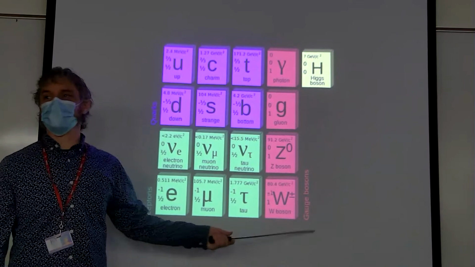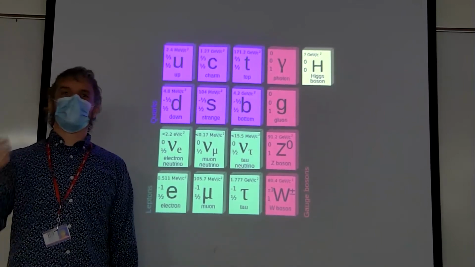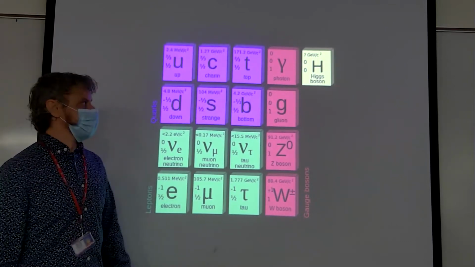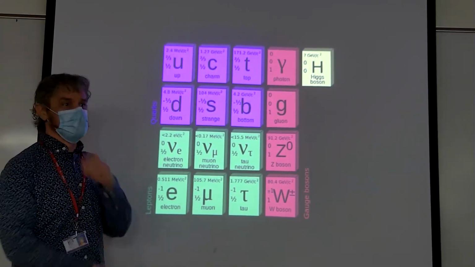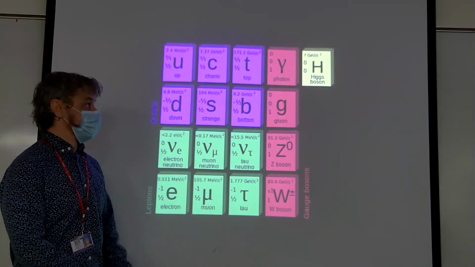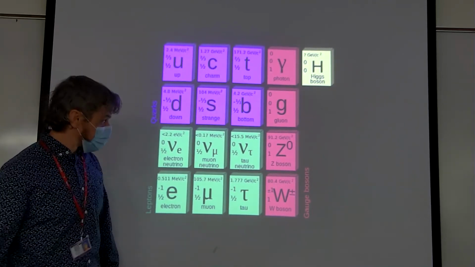The graviton is not here because the graviton has not been discovered yet. It is predicted, but it hasn't been discovered yet, so it's not on this particular picture. A lot of standard models show it because it's assumed to actually exist. We just haven't detected it yet.